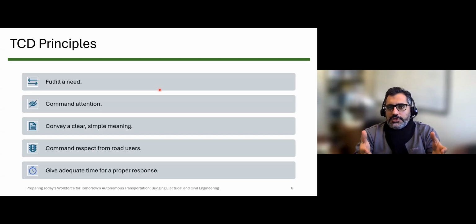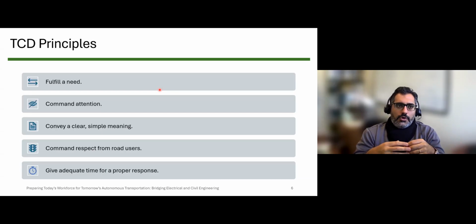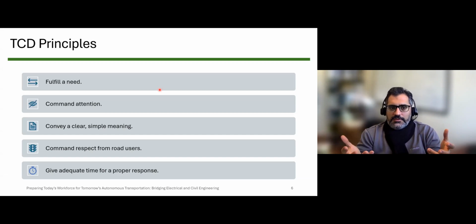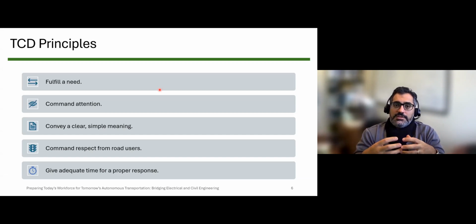It should command attention, which goes back to the placement and the level of information that we are conveying. Like if you have a traffic sign, a stop sign that is behind a tree, it does not command attention. If you have a pole with 10 different signs installed on it, it does not command attention. So these are the things. This is another rule that we should follow.